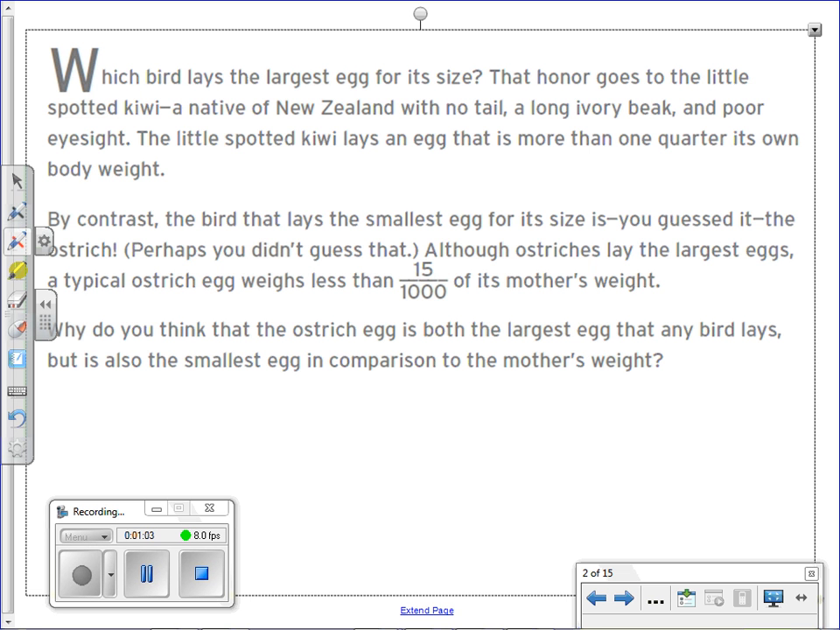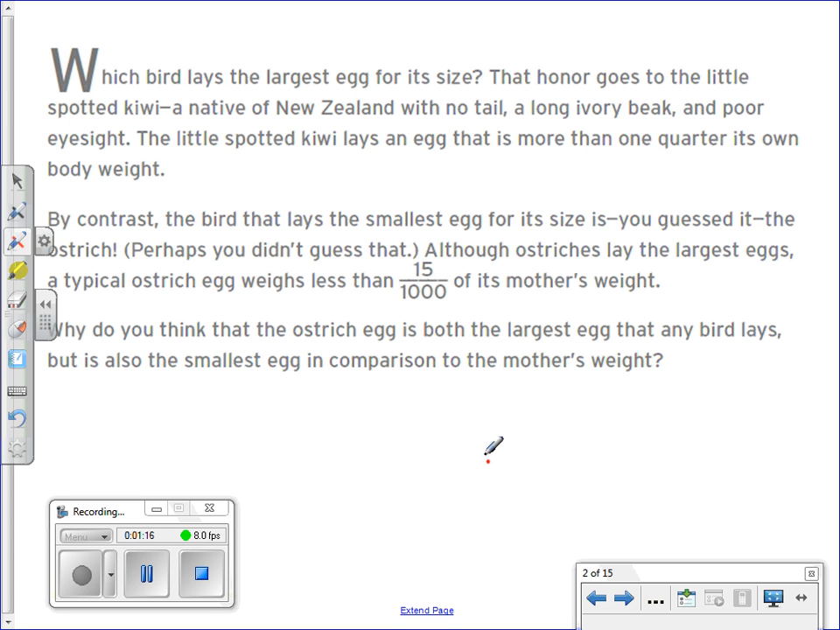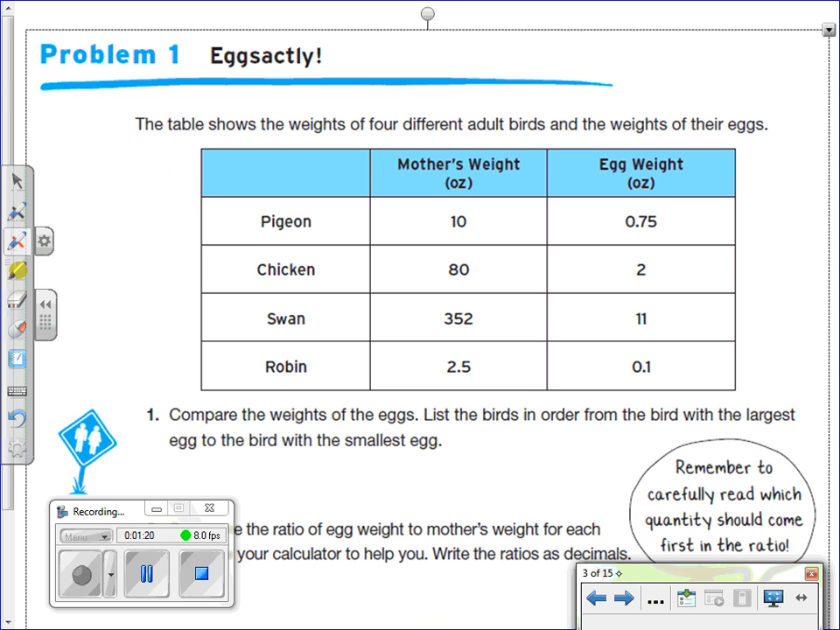Why do you think that the ostrich egg is both the largest egg that any bird lays, but also the smallest egg in comparison to its mother's weight? So that's something to think about as we get into this investigation or this lesson.